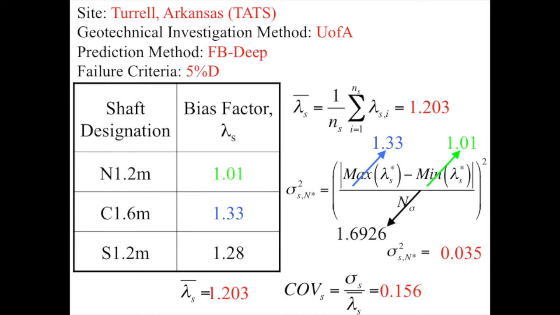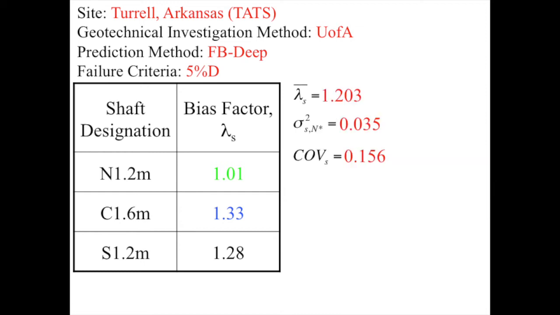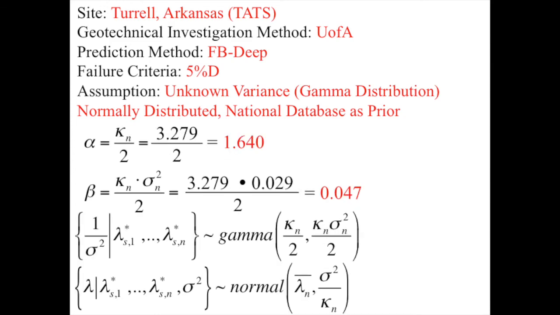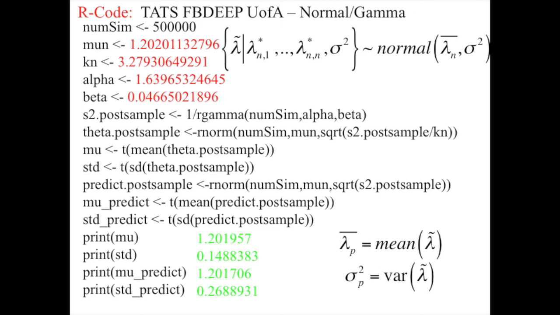0.844. The average and variance values for case 5 were the same as the values from case 1a, 1.203 and 0.035 respectively. Mean and variance values of the posterior distribution of 1.202 and 0.028 were then obtained by weighting the data with data from a prior distribution. Mean and variance values of 1.19 and 0.13 from Bayesian 2004. The mean and variance of the posterior distribution were then utilized along with the alpha and beta parameters, 1.640 and 0.047 respectively, within the R code.